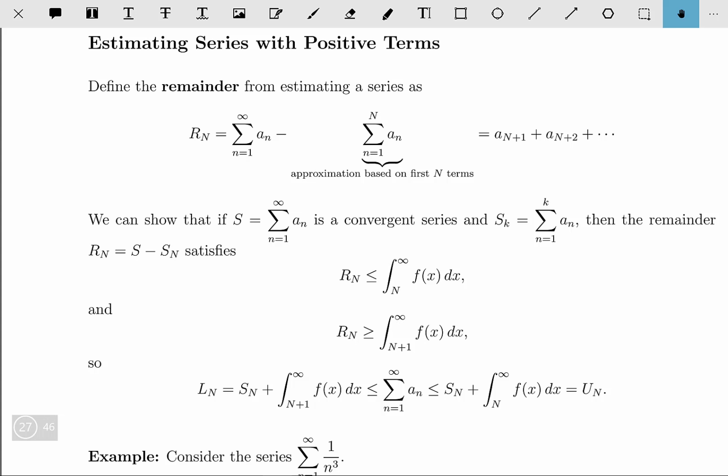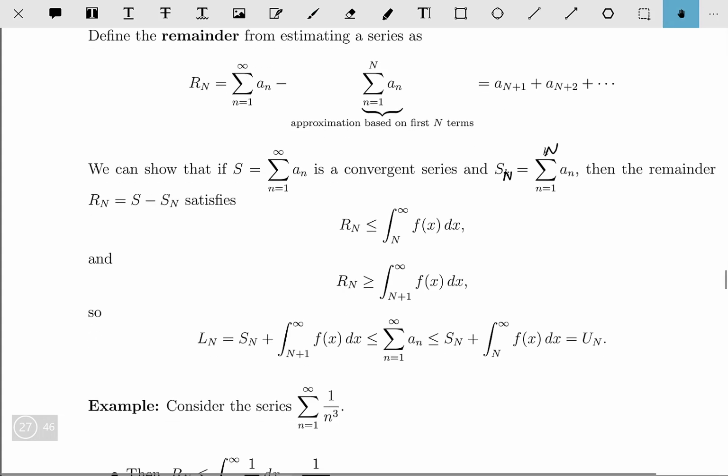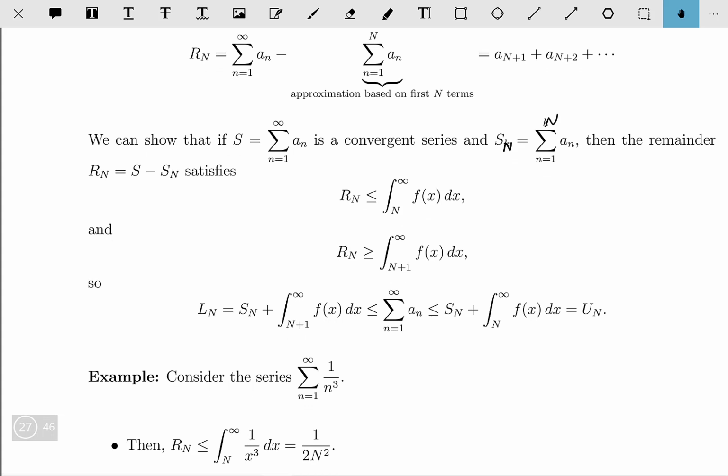Okay, so if I let S be the value of the infinite series, and this should not say S sub k, that's called a typo, this should be an S sub capital N, being the summation from n going from 1 to capital N. Then the remainder is going to satisfy two inequalities. First of all, we know the remainder is going to be less than or equal to the integral from N to infinity of f of x dx.